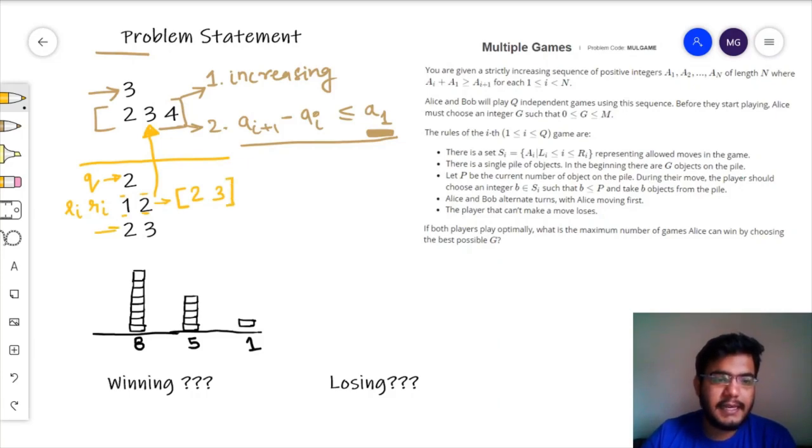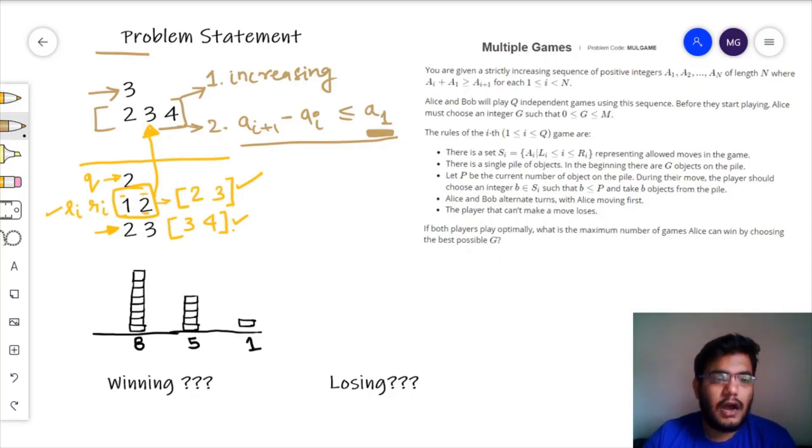Similarly, in the second game, we have indices 2 and 3, so it represents the subarray 3 and 4, as it is 1-based indexing. So basically, in this particular game which has 1, 2, we can only use the numbers 2 and 3, which is the subarray formed by Li and Ri.